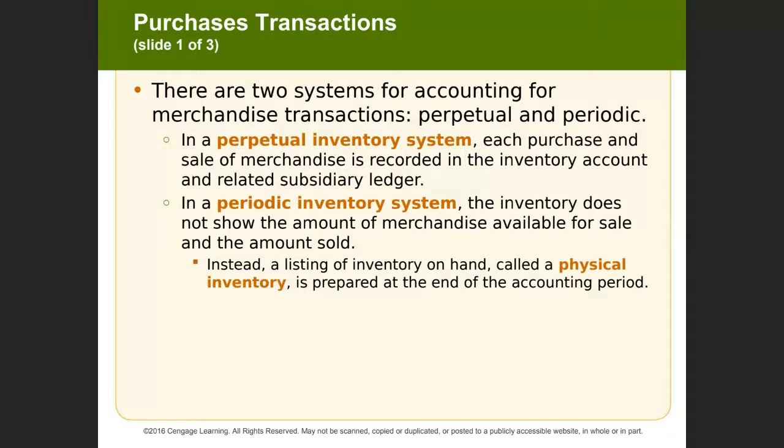So in a Perpetual inventory system, each purchase and sale of merchandise is recorded in the inventory account and related subsidiary ledger. In the periodic inventory system, the inventory does not show the amount of merchandise available for sale and the amount sold. Instead, a listing of inventory on hand, called a physical inventory, is prepared at the end of the accounting period.